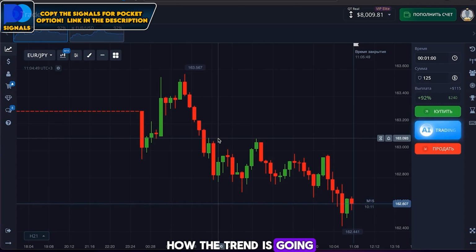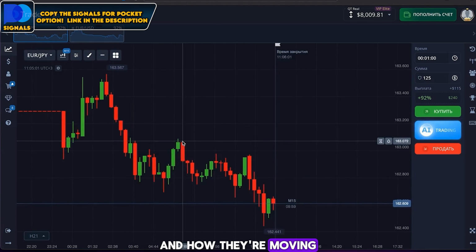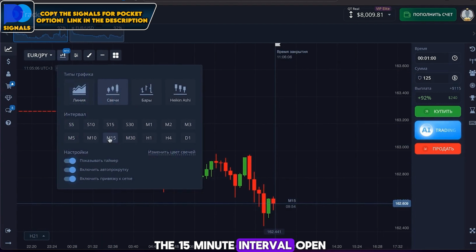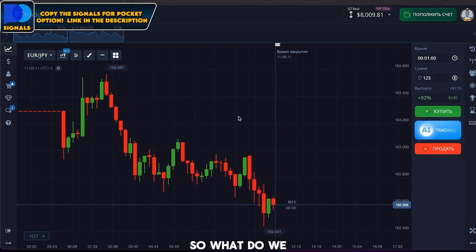What we need to do is, first of all, in the morning, we analyze and see how the trend is going. So if it's Monday and you've entered a non-retested pair like Euro CHF in the morning, here's what we do. We look at the candles and how they're moving on a longer interval. Right now I have the 15-minute interval open. So what do we need to understand here?